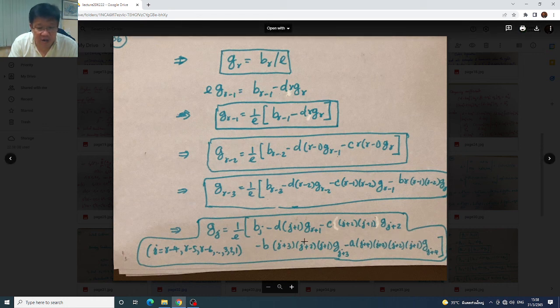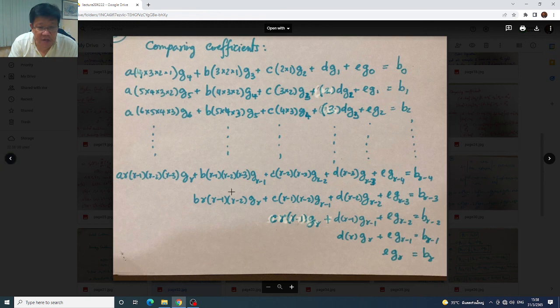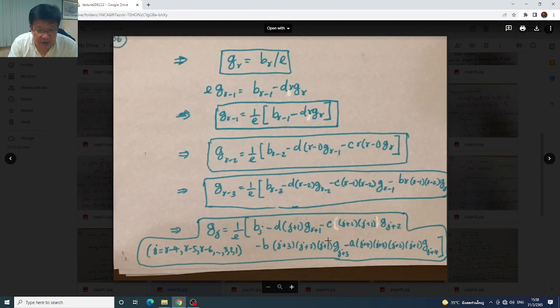Why the same formula? g sub r plus 1, g sub r plus 2 over here, because you can see that when you reach here, g sub r minus 4, once you know g sub r minus 1, minus 3, you can substitute all of this, move it, change to the right hand side and divide it by e. You end up being able to find all the g values here.